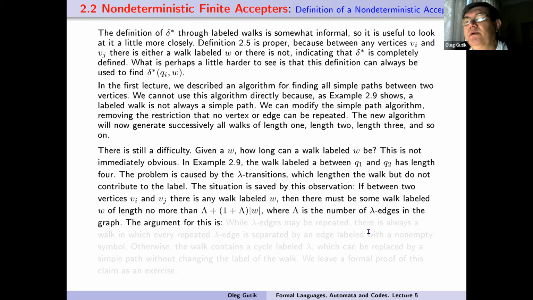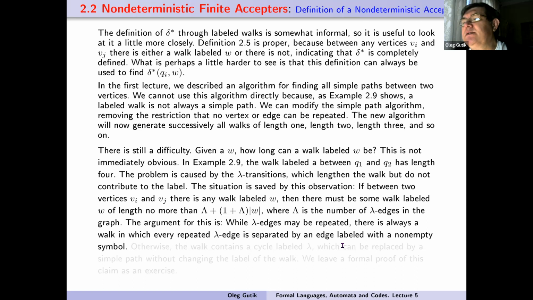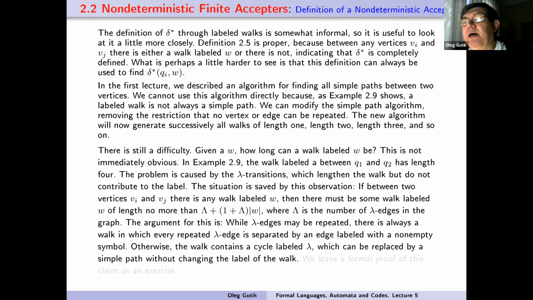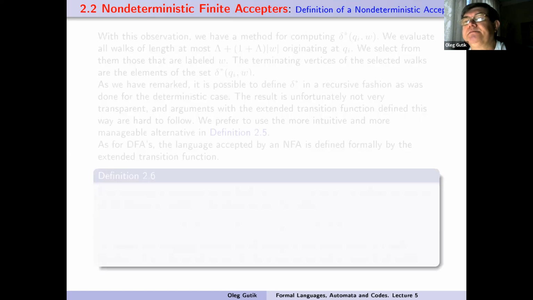The argument for this is the following. While a lambda edge may be repeated, there is always a walk in which every repeated lambda edge is separated by an edge labeled with a non-empty symbol. Otherwise, the walk contains a cycle labeled by the empty word, which can be replaced by a simple path without changing the label of the walk. We leave a formal proof of this claim as an exercise.